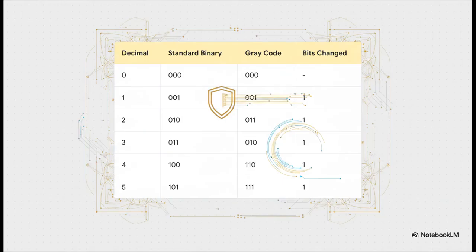And this table right here really shows you the magic. Just look at that bits changed column for the Gray code. It's always 1, 1, 1, 1 all the way down. Now think back to our problem child, that jump from 3 to 4. In standard binary, it was a messy 3-bit flip. But look at Gray code. Going from its version of 3, 0, 1, 0, to 4, 1, 1, 0, is just one single clean flip. Problem solved. The glitch is just gone.